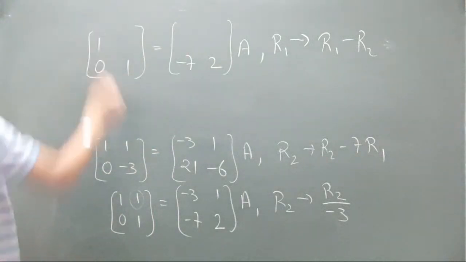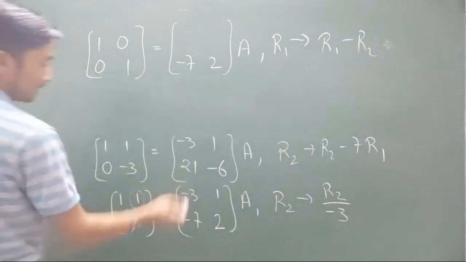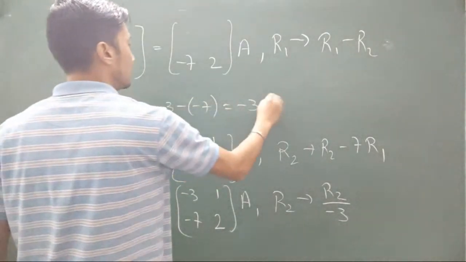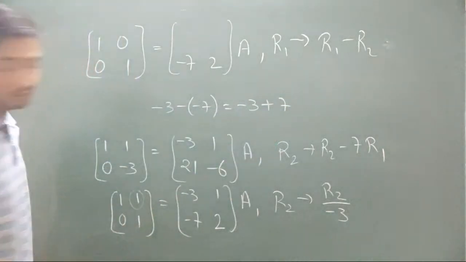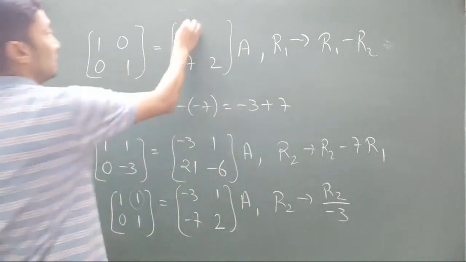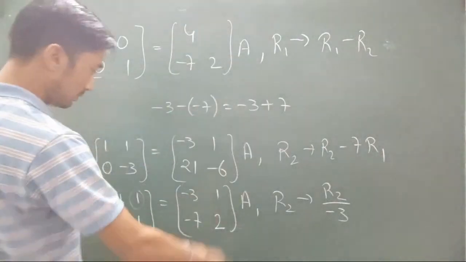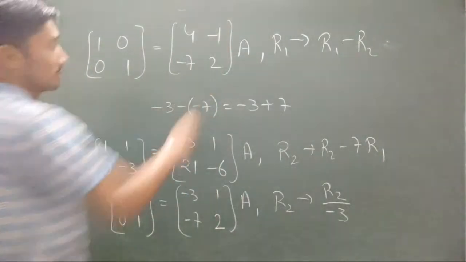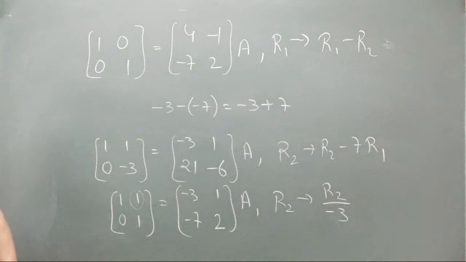1 minus 0, 1. 1 minus 1, 0. Minus 3, minus 7. So that's like minus 3 plus 7. Minus 3 plus 7, that's 4. The other one, 1 minus 2, minus 1.